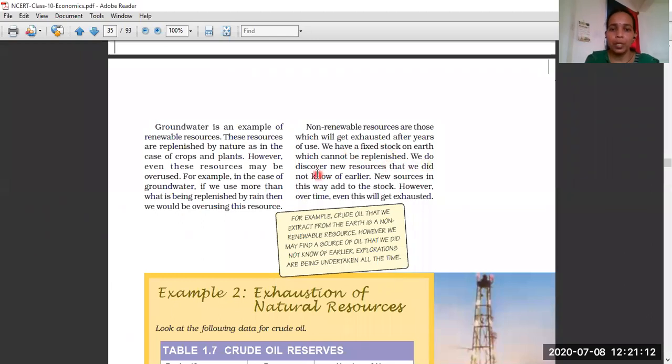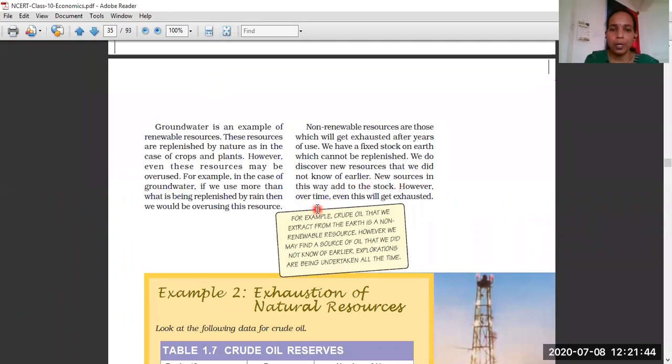We do discover new resources that we did not know of earlier. Those which were not used in the earlier period, we have to look at and do research on for their use, or for substitutes for the existing natural resources. Like we can use tidal energy, we can use wind energy. So other ways are there which can be a substitute for the non-renewable energies.